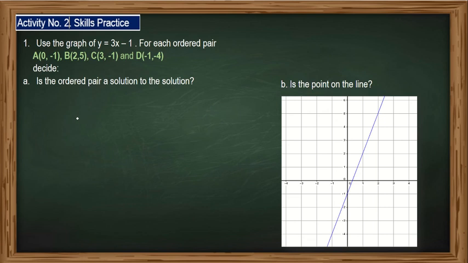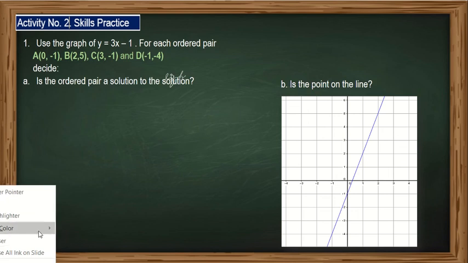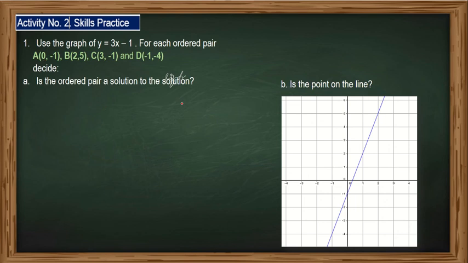So let us check. Use the graph of y equals 3x minus 1 for each ordered pair. Decide, is the ordered pair a solution to the equation? Does each point lie on the graph? So we can just plot it. We have point A, 0 and negative 1. This is point A. Point A is a solution.